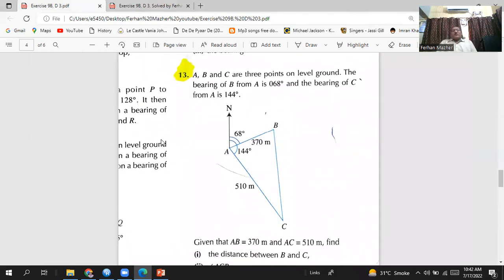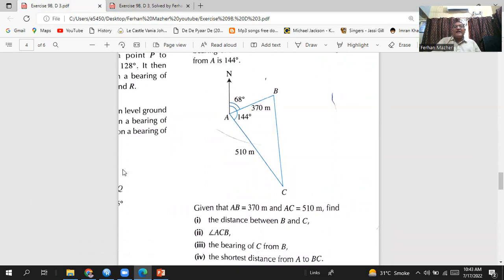Okay, so we are going to the next question. The next question is question number 13. He says A, B, and C are 3 points on level ground. The bearing of B from A is 68, and the bearing of C from A is 144. Given that the AB length is 370 meters and the AC length is 510 meters, find the distance between B and C.